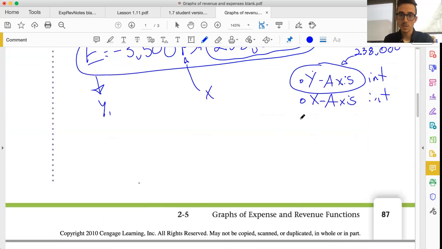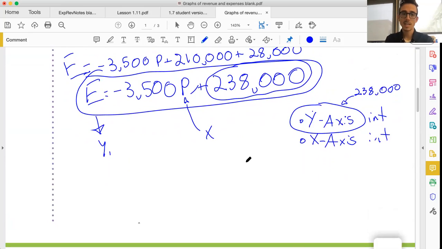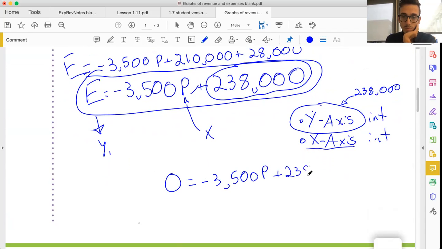And then for our x-axis, we have to do a little bit of work to get that, but it's pretty manageable because we can just plug in, instead of P, we plug in for E. So to get our x-axis, I'm saying I want E to be 0. And then I'm rewriting this and solving for P now. So isolate your variable P. Get rid of the 238,000. You don't need that. Subtract it from both sides. A little bit of algebra, nothing you can't handle.